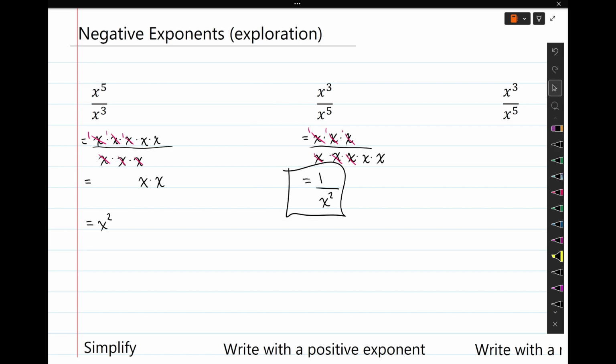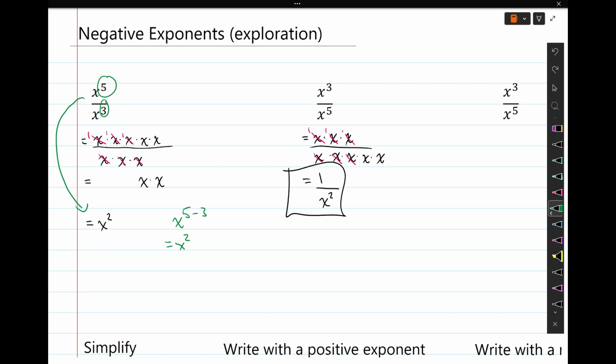Well, let's use our division of powers as a shortcut. Remember, from the start, we could have, and this is from a previous lesson, we could have just taken this as x to the power of 5 minus 3, which is x to the power of 5 minus 3. That's x to the power of 2. So I didn't really need to cancel all these out unless I am emphasizing the reasoning that's behind that.